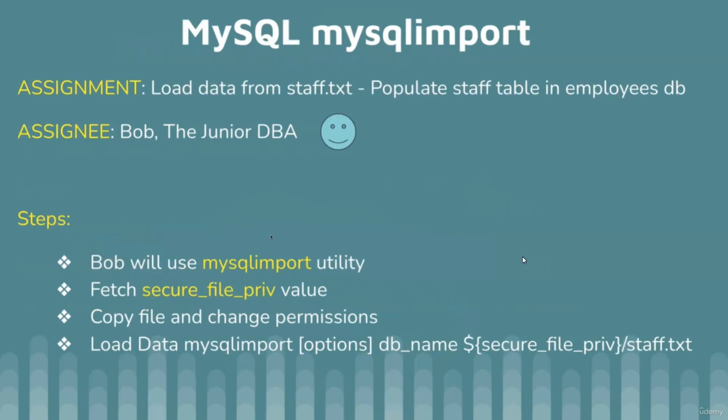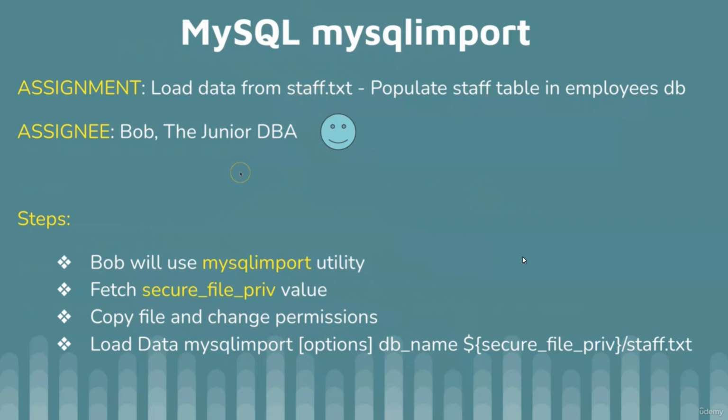So Bob got this assignment that he needs to load the data from the staff.txt file. This file has no syntax error. It is already populated with some sample data. It is a .txt. It is a tab delimited file. It has the same name as the table that we want to use. So Bob is only required to populate the staff table in the employees database with the data that is in this file.